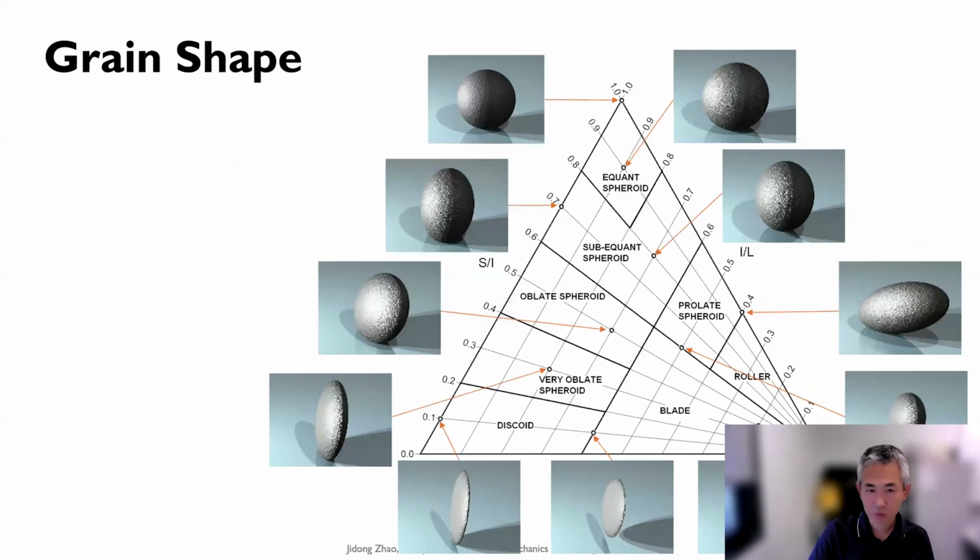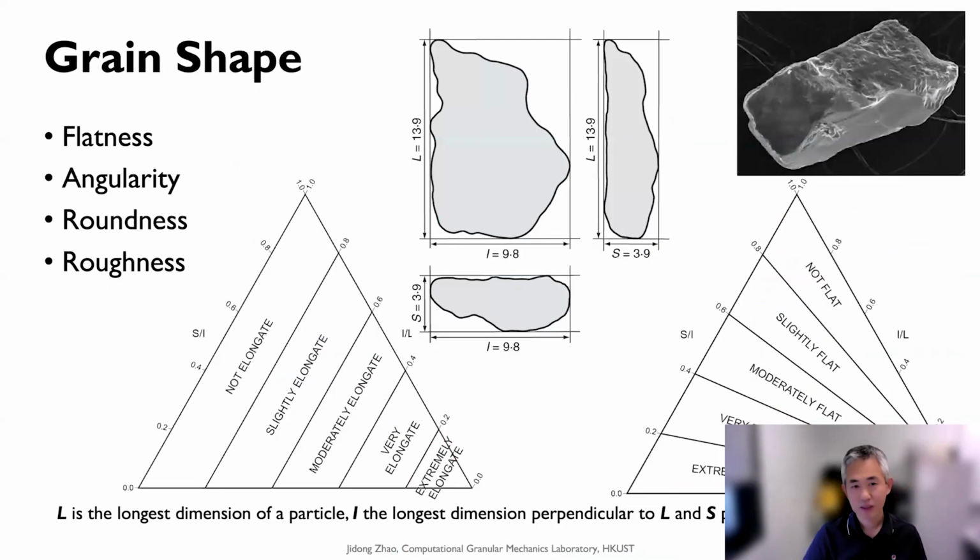And also the other thing would be the grain shape. As I showed in the top right corner, this is a typical SEM picture of sand particles. Typically we use different shape descriptors to describe the grain shape, for example, the flatness, angularity, roundness, and roughness. But in a quite popular way, we use a 3-dimension to define it.